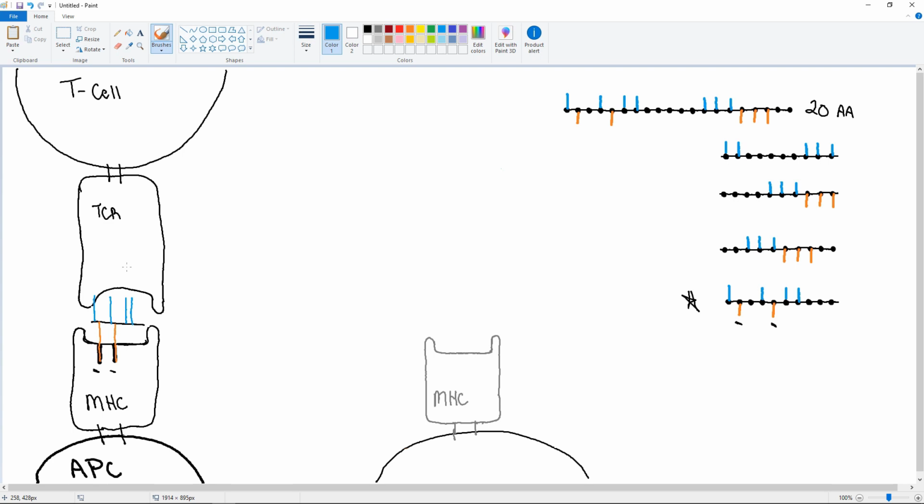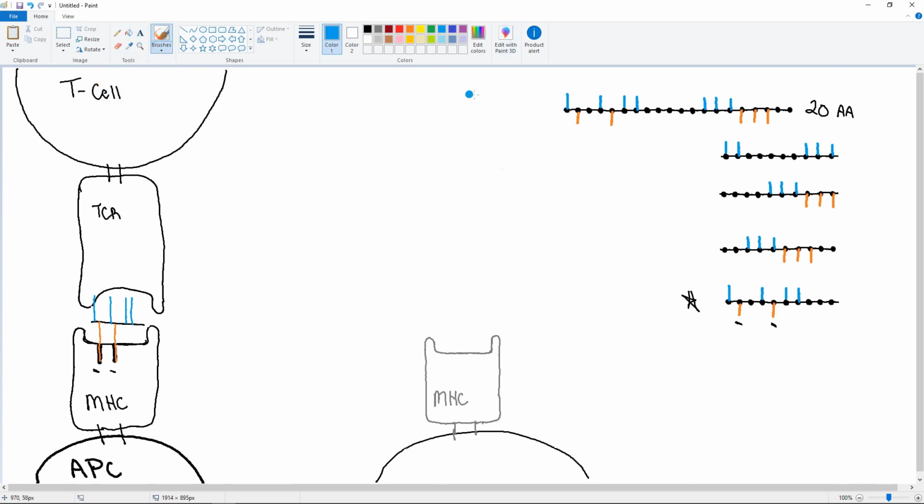In the thymus, our T cells are educated based off of our native MHC molecules. There's a protein called AIRE, A-I-R-E, that actually expresses many of the self-peptides that could be found in the body. So the thymus is there in negative selection to make sure that our T cells are not autoreactive. So we have a self-peptide.